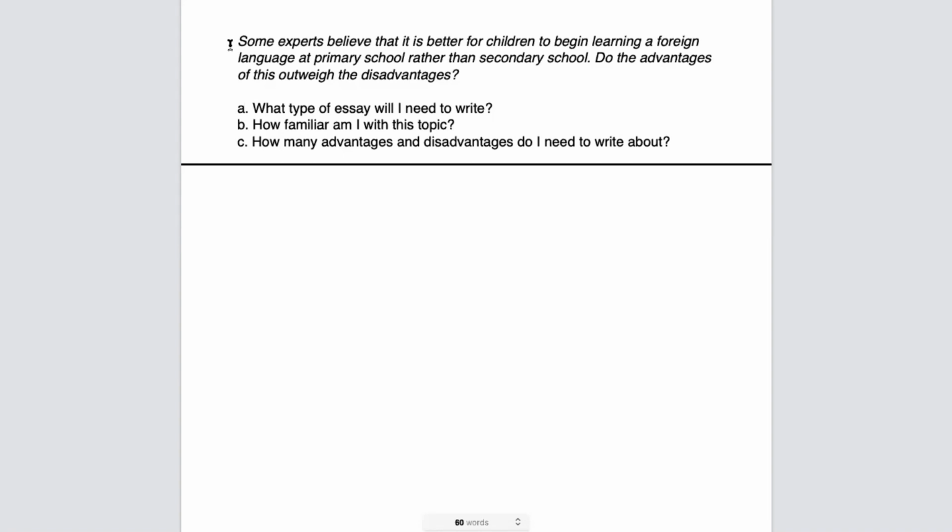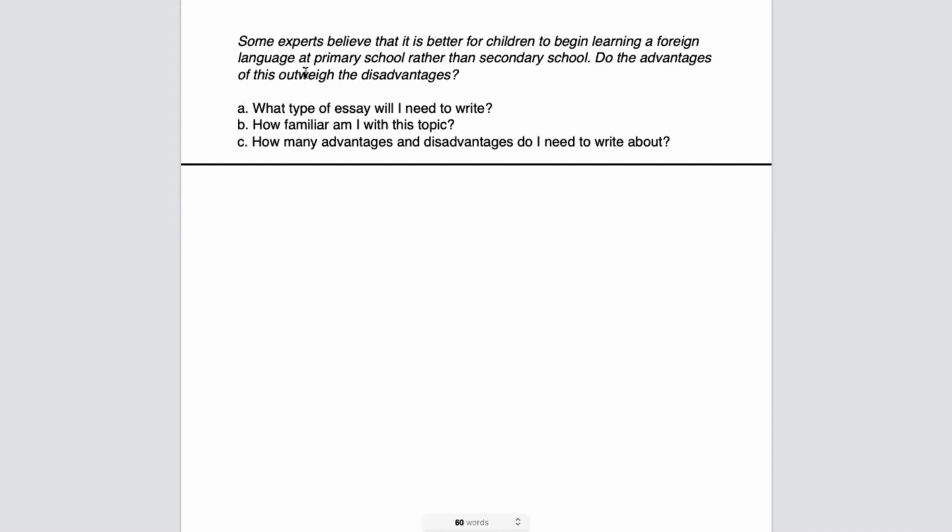Some experts believe that it is better for children to begin learning a foreign language at primary school rather than secondary school. Do the advantages of this outweigh the disadvantages? Okay, let's read it again. I'm going to highlight key words.